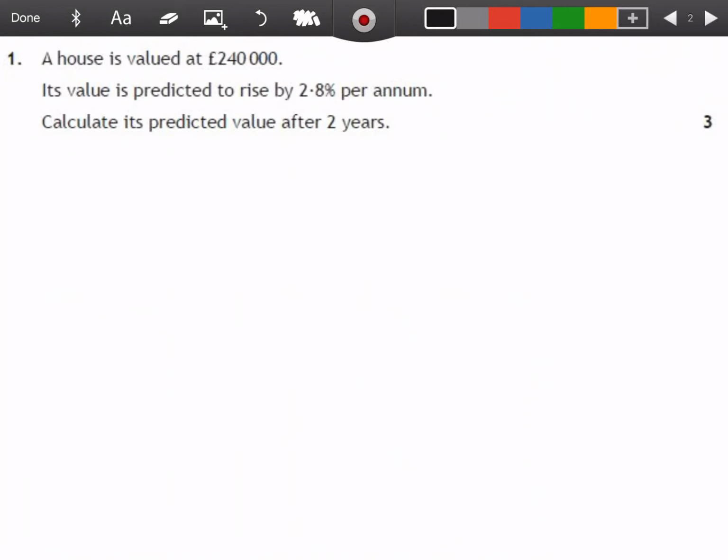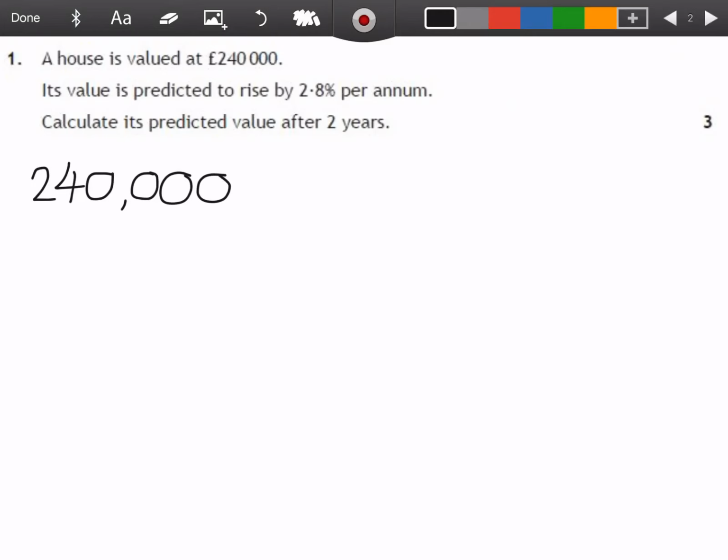Right, a house is valued at £240,000. Its value is predicted to rise by 2.8% per year. Calculate its predicted value after 2 years. Okay, this is us working out a predicted value in the future. So 240,000.